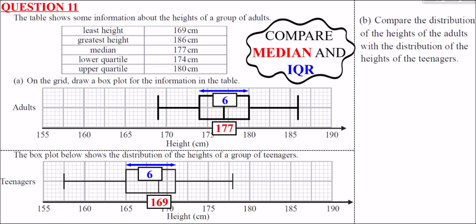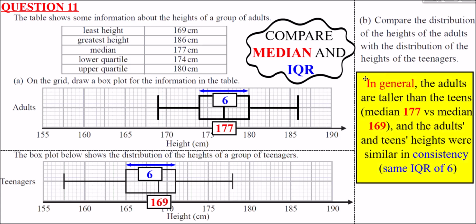So to make a comparison, we need to say that typically, or on average, the adults tend to be taller than the teenagers, referencing the medians to back up our sentence. And also, the second sentence, to compare the interquartile ranges, we mention the consistency of the heights. So something you might want to write might look like this. Something like, in general, or on average, the adults are taller than the teens. Then use the figures to back up what you're saying.